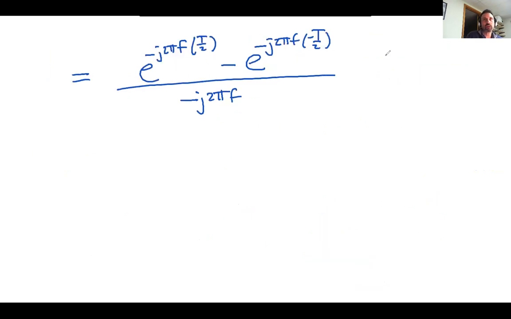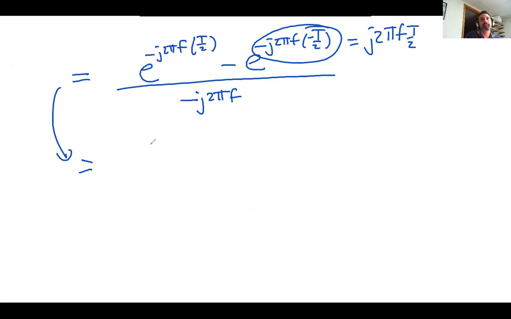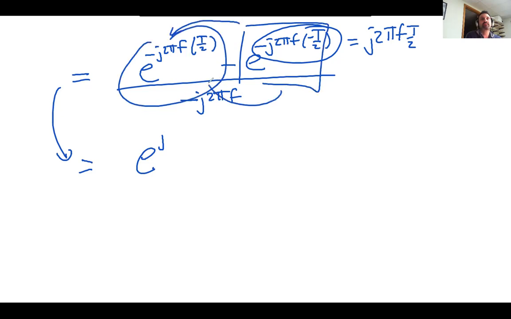Now, we know that this is going to be equal to j 2 pi f t over 2. Now, I see Euler all over this thing, very much so. So first of all, let's do a little bit of reordering. I'm going to switch positions, and I'm going to multiply the top and bottom by minus, right? So what I'm going to end up getting is e to the j. So I'm going to move this here and this one here.